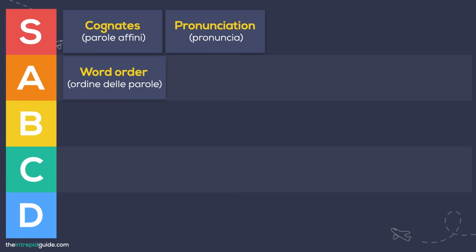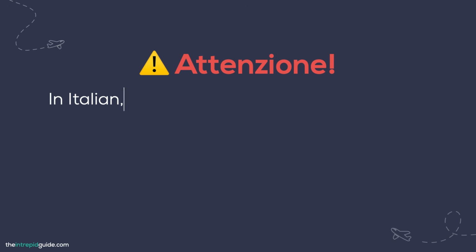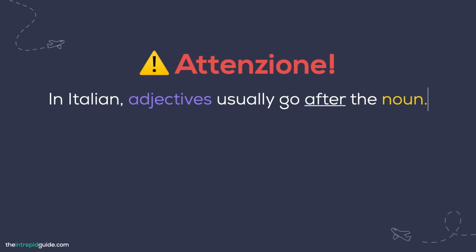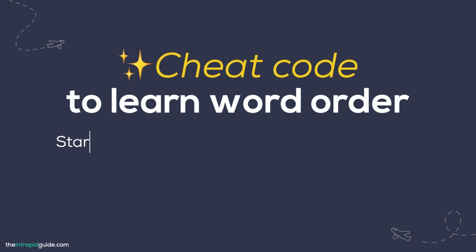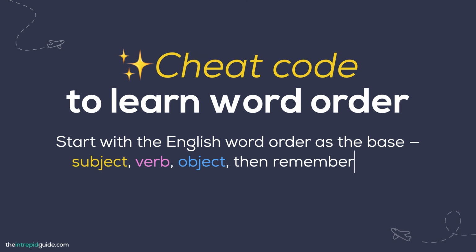Of course, there are some important differences from English that are worth noting, such as adjectives usually go after the noun. For example, La macchina rossa. Literally, the car red. But these are only small shifts to remember, nothing drastically different. So here's your cheat code. Start with the English word order as the base.